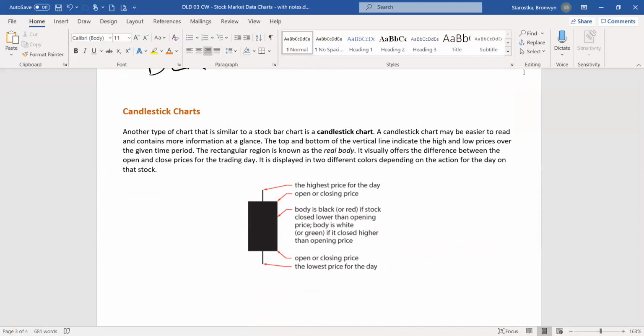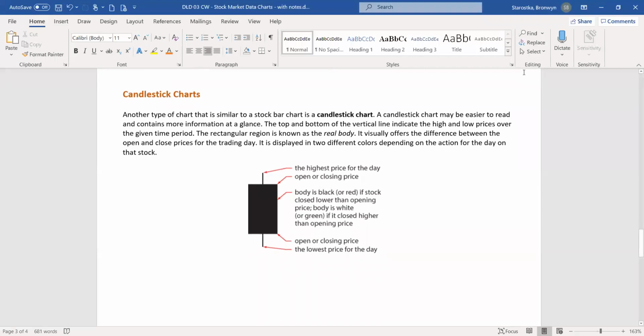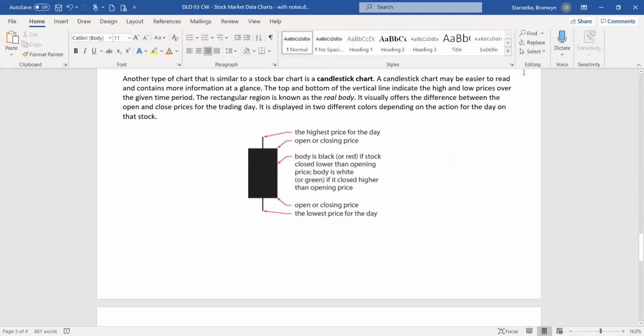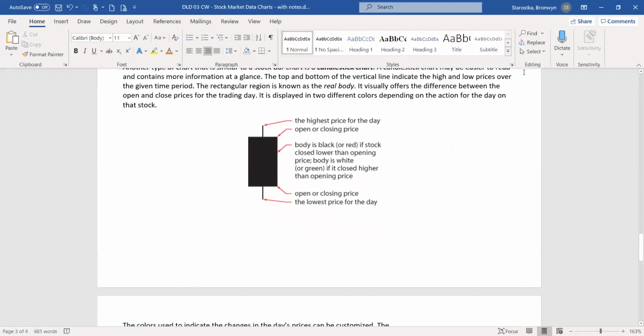So it's got the little stick up top, the highest price for the day. It's the open or closing price. The body's black or red if stock closes lower than opening price. The body's white or green if it closed higher than opening price. Got the opening, closing price, and the lowest price for the day.